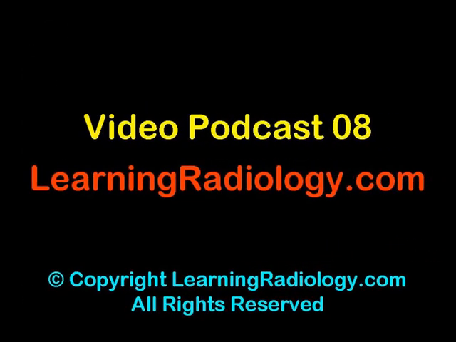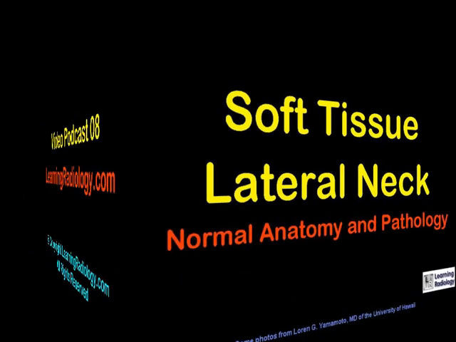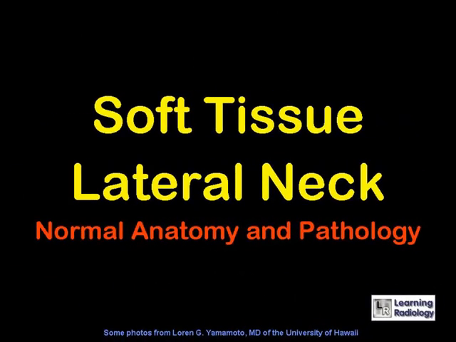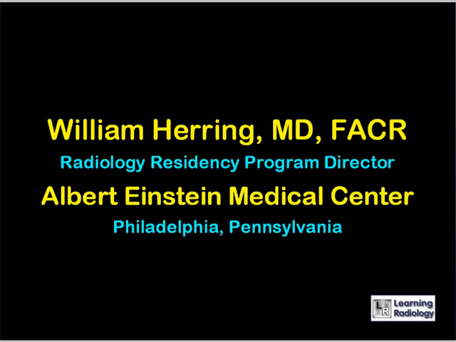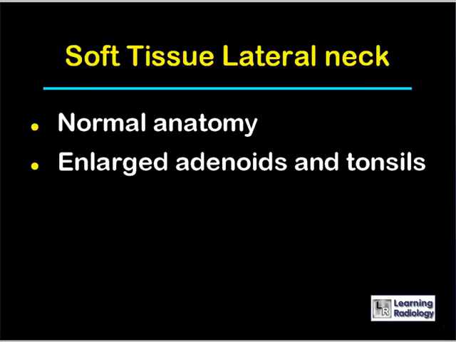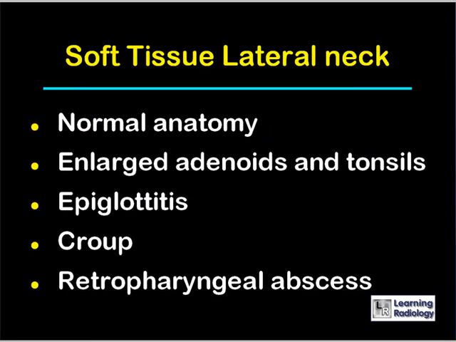This is video podcast 8 from LearningRadiology.com, Soft Tissue Lateral Neck, Normal Anatomy and Pathology. Hello, I'm William Herring from Albert Einstein Medical Center in Philadelphia. Today we're going to be discussing the soft tissue lateral neck. We're going to look at the normal anatomy, enlarged adenoids and tonsils, epiglottitis, croup, and retropharyngeal abscess.